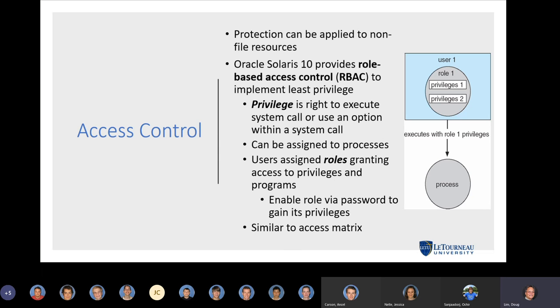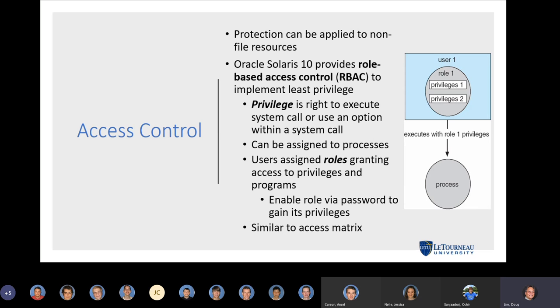So access control protection can be applied to non-file resources. The most common case that we see this in using an operating system is files, but it can be applied to non-file resources. And in our example, I think we had access to a printer as one of the items in the matrix.